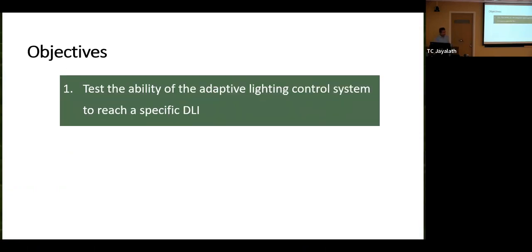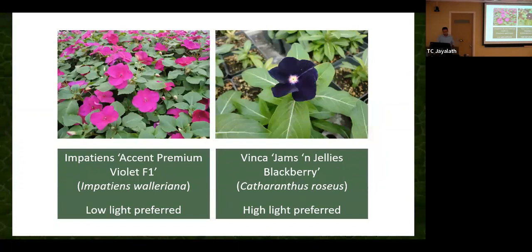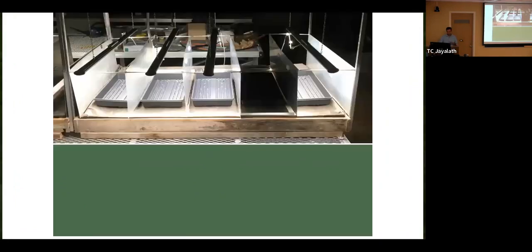So the objective of this study was to test the ability of the adaptive lighting control system to see whether it can reach specific DLIs we set, and to quantify the effect of controlled DLIs on seedling growth. For this study, we used two crops, impatiens and vinca, low light and high light preferred crops.